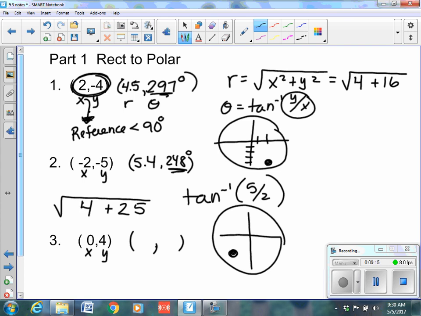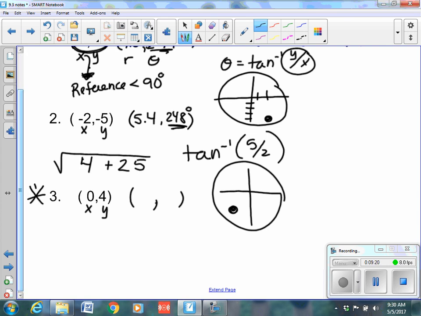Just let me know. So, okay, this one is a unique one, and I purposely put this one on here. I'm going to probably put one like this on the test. Why is this one unique? Okay, it's 0, 4. When you do this, what's 0 squared? 0. What's 4 squared? 16. What's the square root of 16? 4. Well, that's easy for the radius, correct?